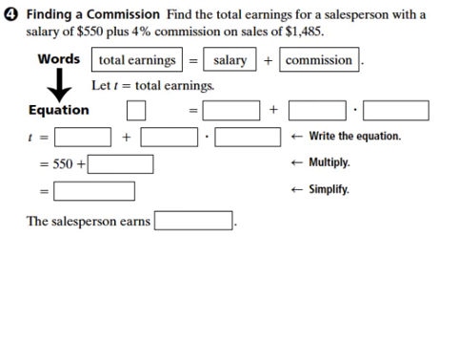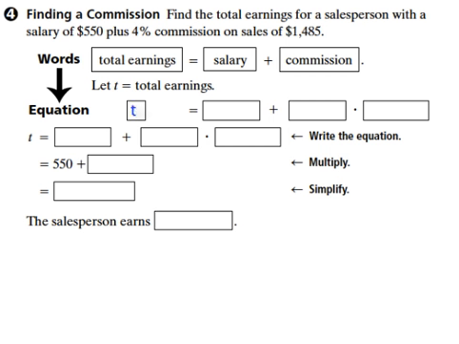Finding a commission. Find the total earnings for a salesperson with a salary of $550 plus 4% commission on sales of $1,485. Sometimes people make a base salary and then they earn commission on the things they sell. In this case, that's exactly what's happening. You have somebody who makes $550, but then they also make the commission on the sales that they have. To find their total earnings, we're going to take the salary plus the commission. We're going to have to find the commission though.